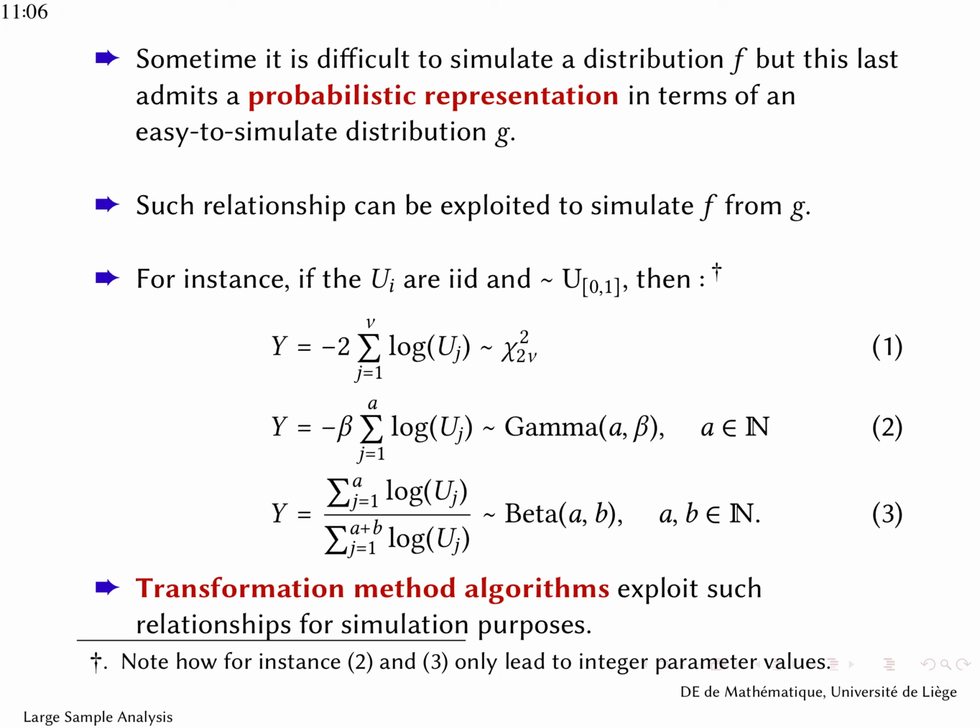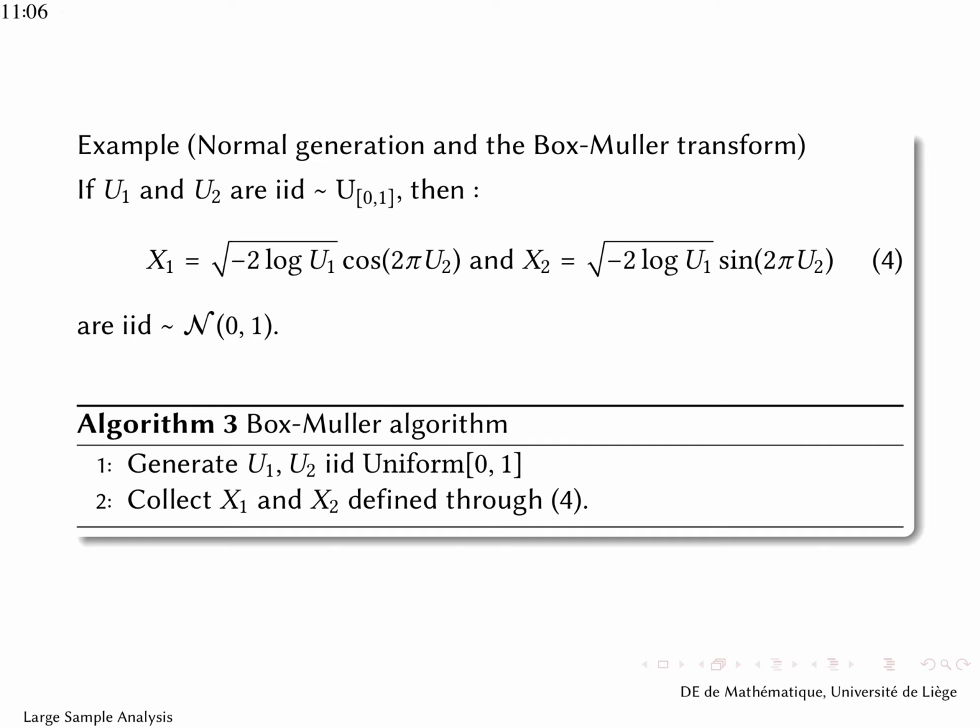Transformation method algorithms will exploit these relationships for simulation purposes. So if we can simulate a uniform distribution, we can also simulate, for example, a beta or a gamma distribution. Using two uniformly distributed random variables, u1 and u2, we can generate a standard normal distribution through the Box-Muller transform. So based on u1 and u2, we will make a pair of random variables, x1 and x2. x1 is the square root of -2 logarithm of u1 times the cosine of 2 pi u2, while x2 is the same factor, but you multiply with the sine of 2 pi u2.